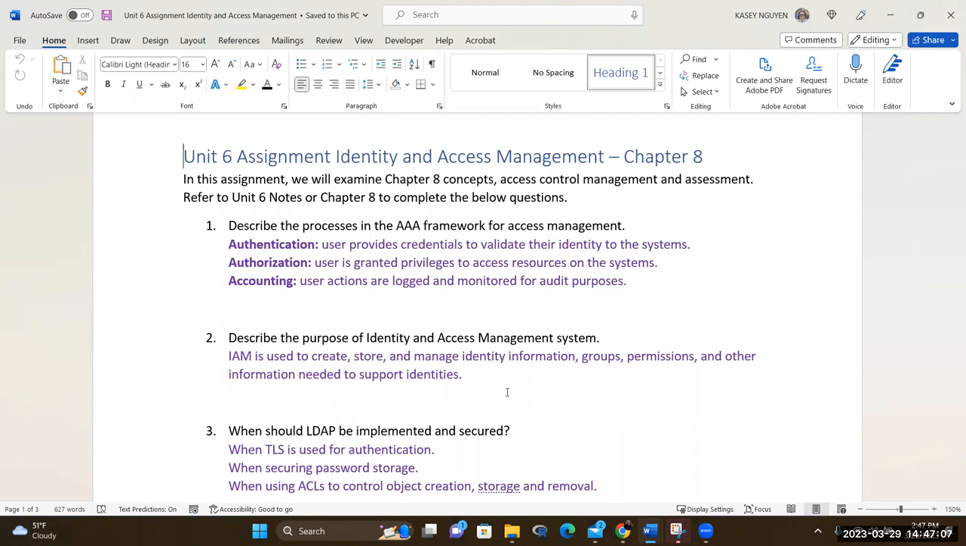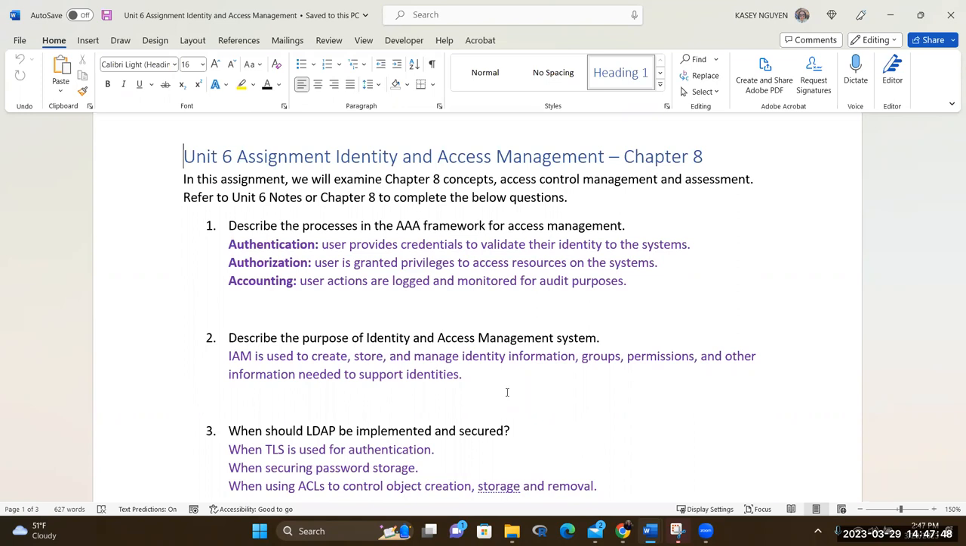After the validation is successful, authorization is how we grant privileges to the user. That could be based on their job, on our company's rules, where we'll talk about different models, or on specific tasks. The last part is accounting. This is a way that we can track what they are doing on the system based on the authorized access. We would log it, monitor it, and go back and audit it.